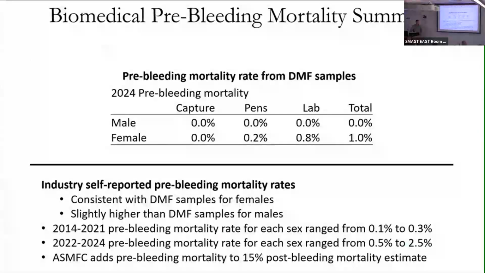The labs themselves report data as well, and their numbers for females were very consistent with ours. Theirs were slightly higher for males. It's hard to beat 0, so it's a little bit more than that. From 2014 to 2021, pre-bleeding mortality for each sex ranged between 0.1 and 0.3. From 2022 to 2024, it's gone up to 0.5 to 2.5. And ASMC adds that pre-bleeding mortality to their 15% estimate. So when they report biometric mortality, they're taking that 15% and adding the observed mortality on top of that.